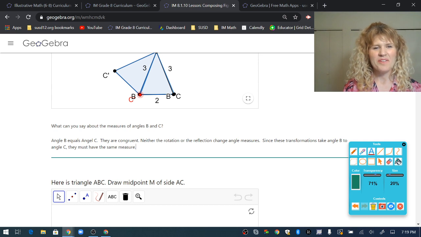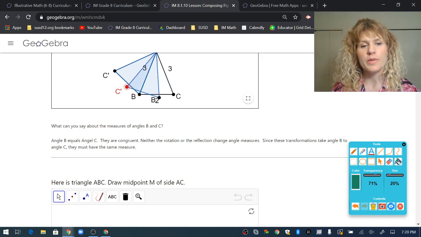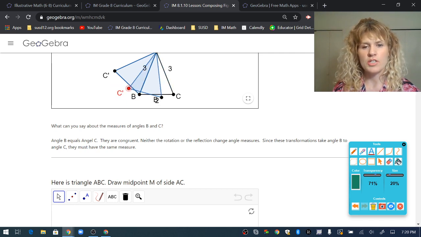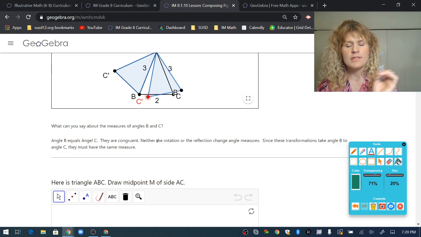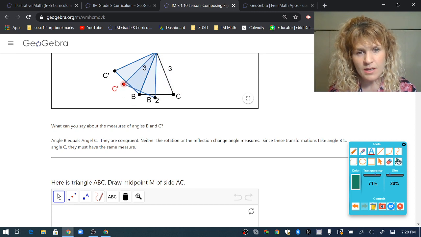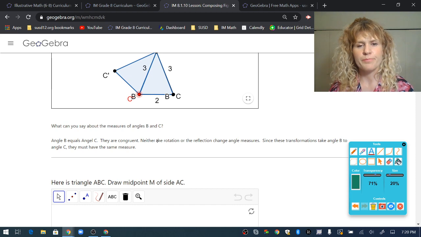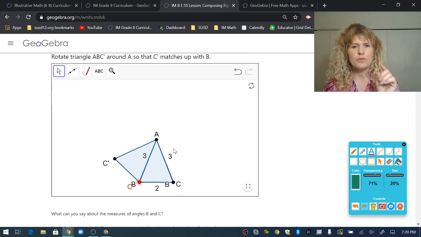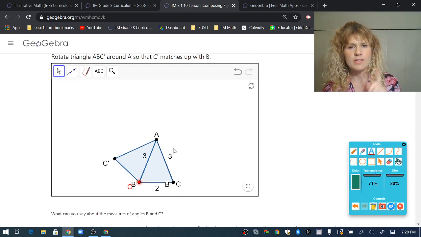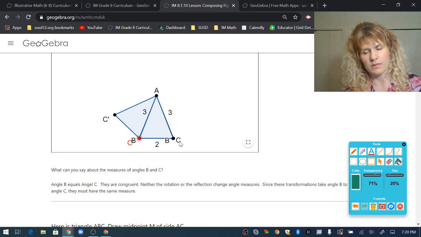Okay, angle B equals angle C. They are congruent. Neither the rotation or the reflection change angle measures. Since the transformations take angle B to angle C, they must have the same measure. Look, they're exactly the same. Okay, good job, guys. You can prove that isosceles triangles have two congruent sides and two congruent angles.